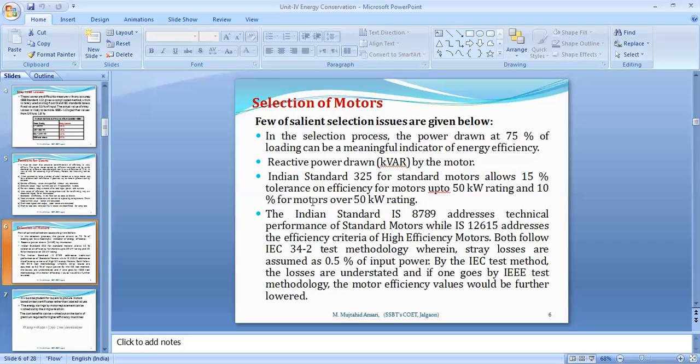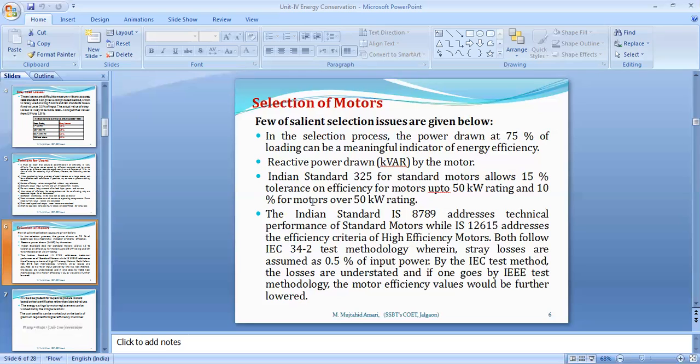Reactive power drawn by the motor. Definitely, if we are measuring the reactive power, it indicates either we have to connect a capacitor to the motor terminal, or we have to add some more capacitors at the center level, that is the APFC, to maintain the power factor. So how much reactive power is drawn by the motor is very important, because by this measurement, we are able to decide the capacity of capacitor to be connected near the load for increasing the efficiency.